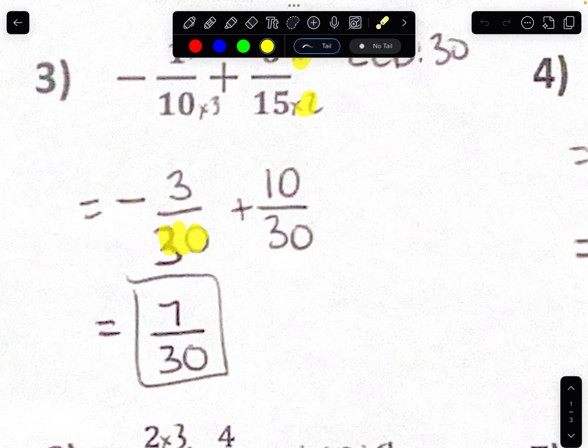So now we have common denominators. That means we can now sing our song. We have an addition. So different signs, subtract, and take the sign of the bigger number. So 10 minus 3 is 7. And then 10 is a larger number, and that is a positive. So we can leave our answer as 7 over 30.